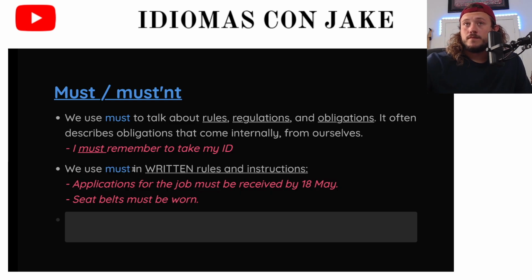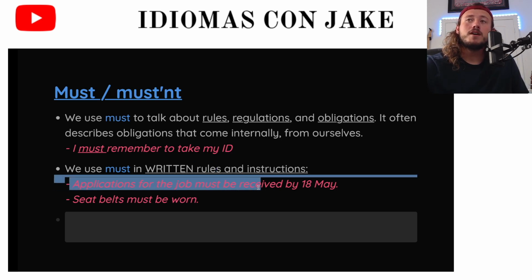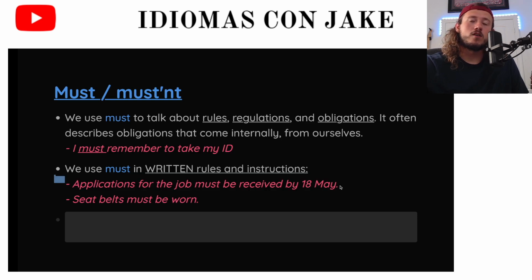We use must in written rules and instructions. So muchas veces en las reglas escritas y las instrucciones usamos la palabra must. Applications for the job must be received by May 18th. Las aplicaciones para este trabajo tienen que estar entregados el 18 de mayo. Seatbelts must be worn. Tenemos que ponernos las cinturones, ¿verdad? Fijo, hay una manera de decirlo más formal en español, pero son reglas escritas, ¿verdad?